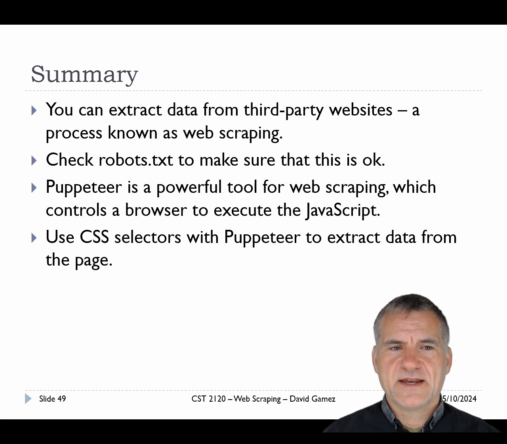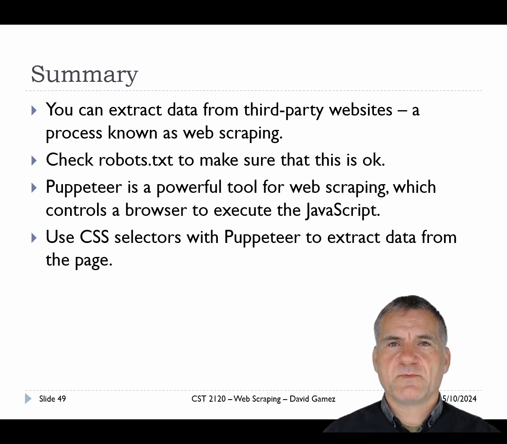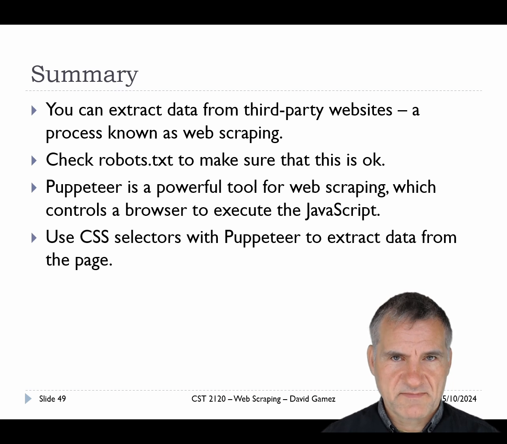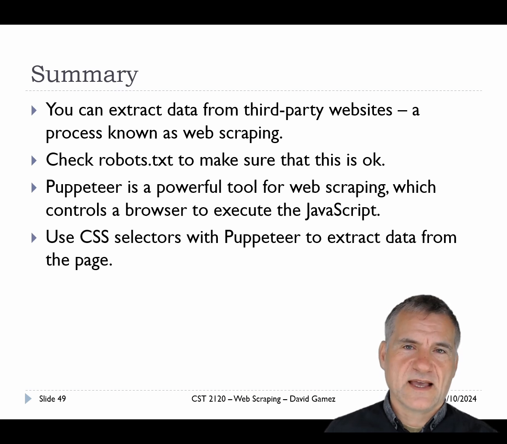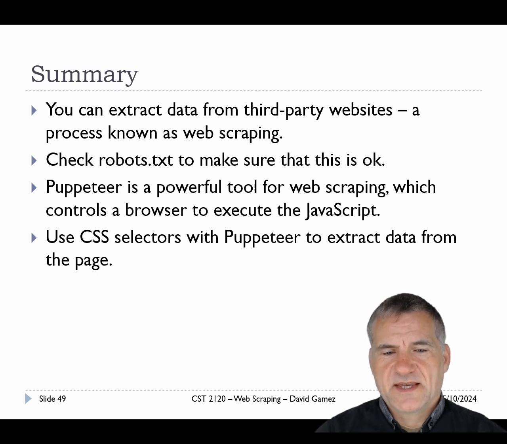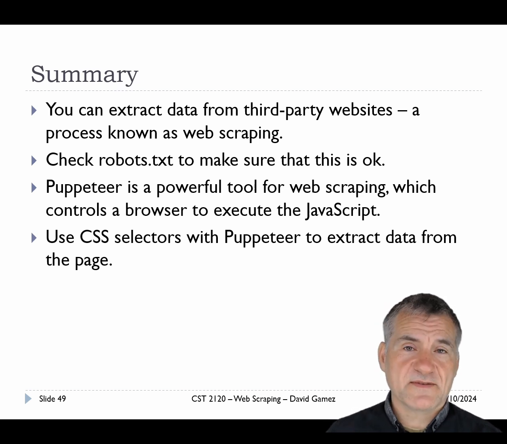Okay, so in this lecture I've explained how you can extract data from third-party websites, a process known as web scraping. We're pulling data from websites designed to be read by humans, and to do that we're launching a browser, executing the JavaScript, and using CSS and XPath selectors to pull the data from the page. You should always check robots.txt to make sure this is okay with the person who built the website. Puppeteer is a very nice tool for web scraping; it controls a browser to execute the JavaScript, and you just use CSS selectors to get the data from the page. It should work with most websites.